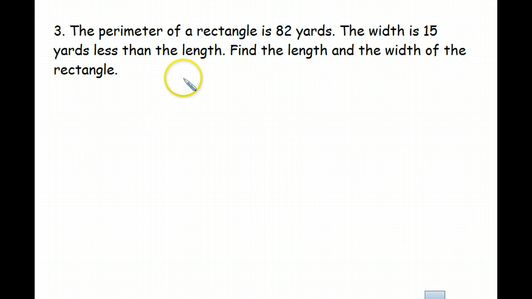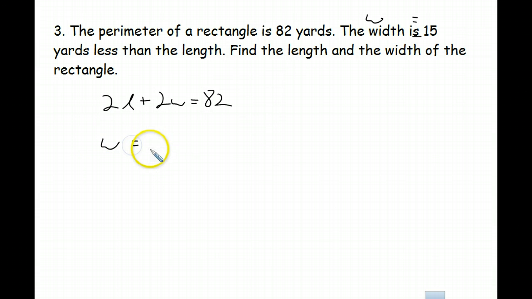Okay, looking at number 3, our favorite type of problem. We've seen this one before. So we have the perimeter of a rectangle is 82 yards. So we know perimeter is 2 lengths plus 2 widths should equal our 82. The width is, so W equals, remember "is" usually means equals, 15 yards less than the length. So I can say width is the length minus 15. There's our two equations.